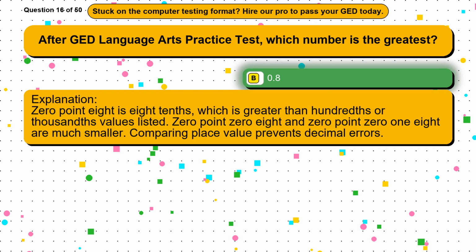0.8 is 8 tenths, which is greater than hundredths or thousandths values listed. 0.08 and 0.018 are much smaller. Comparing place value prevents decimal errors.